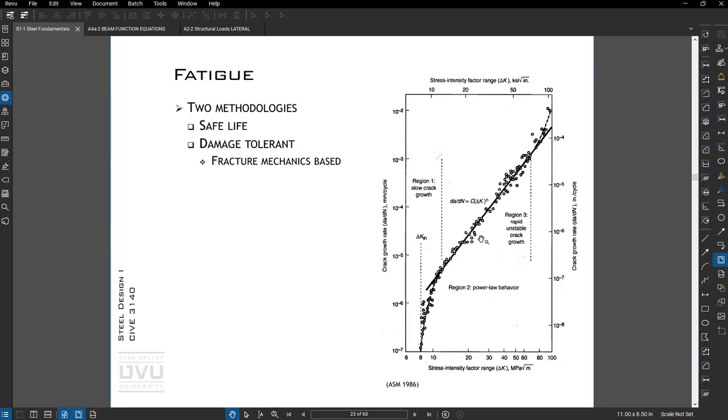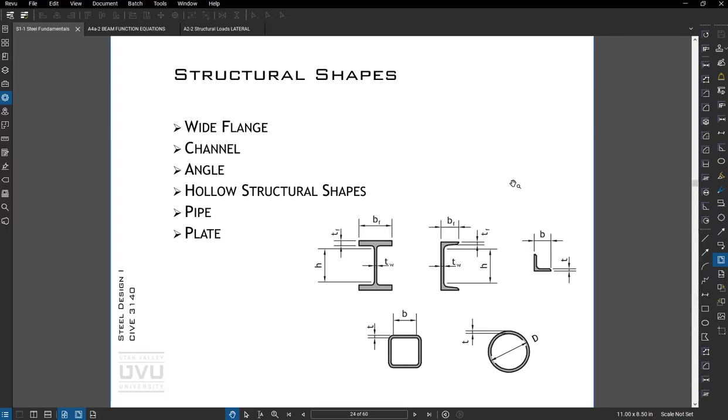All right, fatigue, there's two methods. Damage tolerance is the better way to go. The safe life approach is unreliable, so don't use it. And basically, we can use a fracture mechanics based approach to predict life in a part with a crack in it. Okay, so that's the material side.